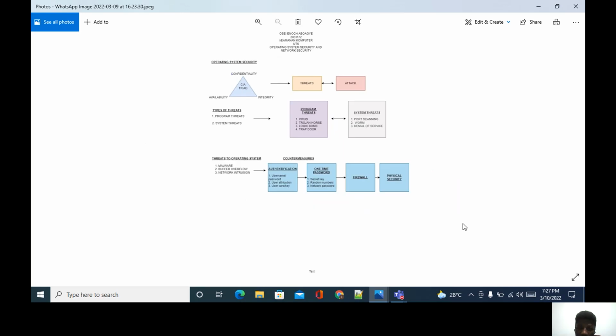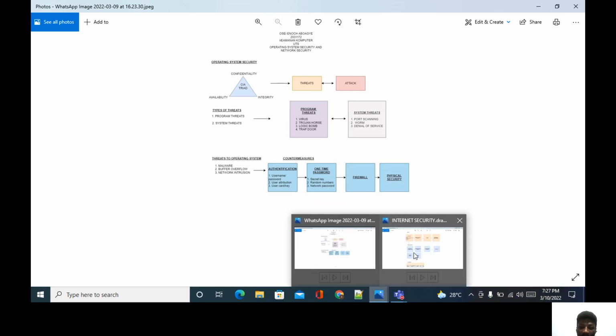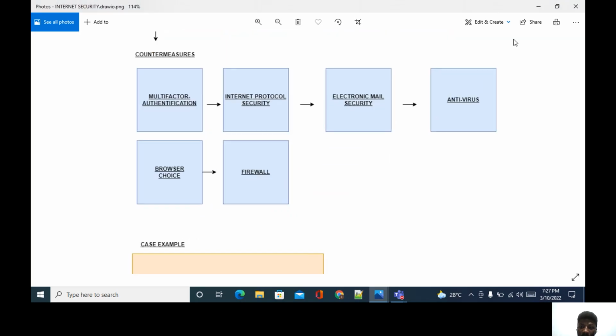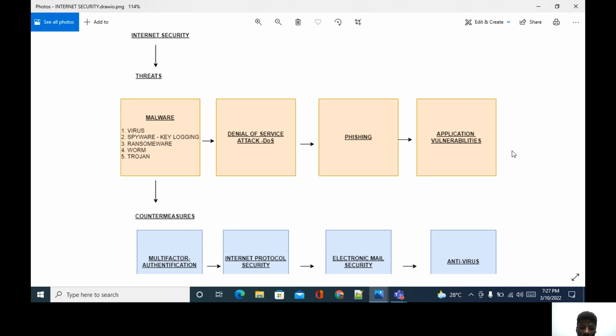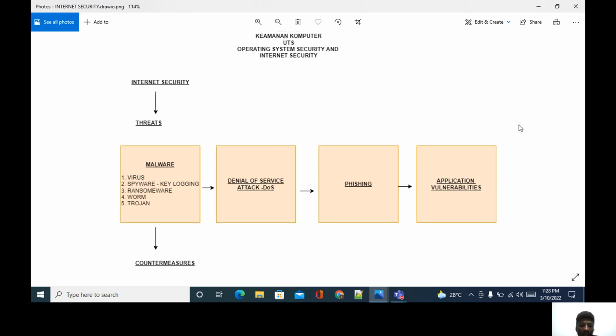Okay, so this is all about operating system security, and I'm going to move to internet security. As we all know, we need the internet to do a lot of things. So we use the internet to search for information, to watch news, to communicate with others, to share files and data. We use the internet for gaming and business purposes.